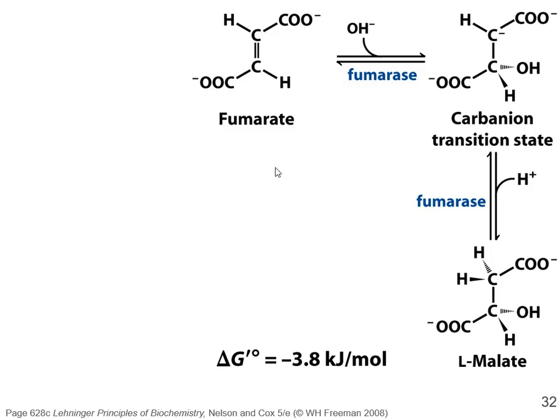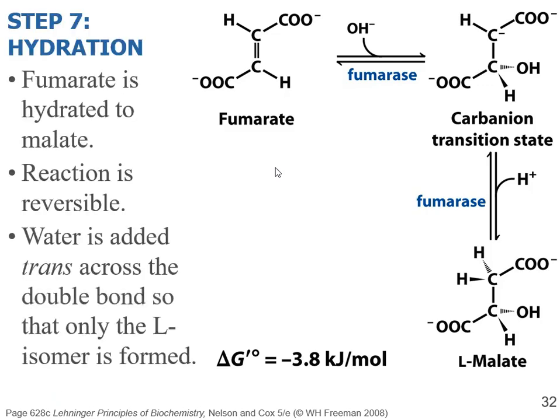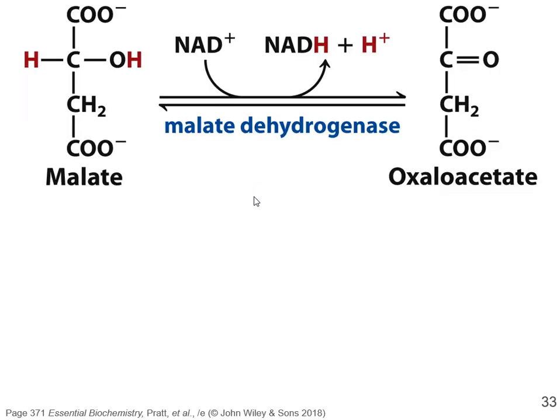Okay, next up, fumarate is converted to malate. The enzyme is fumarase, and this shows the carbanion transition state. So what we're going to do is hydrate fumarate to malate. And when we do that, we essentially add water trans across the double bond, so we only form the L isomer. This reaction has a negative delta G, as you can see here in the figure. This is a reversible reaction, so this is not a place where we will control the pathway.